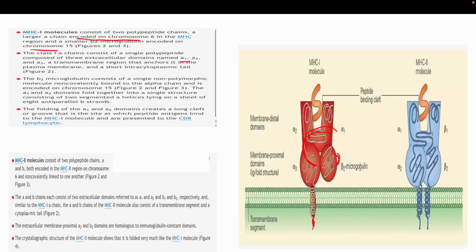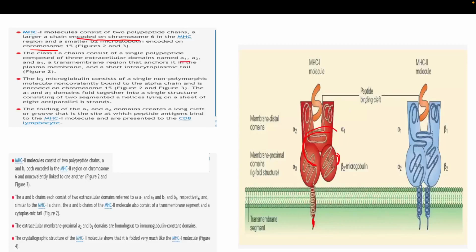Okay, and it is non-covalently bound to the alpha chain. These three are the alpha chain. So this beta 2 microglobulin binds to the alpha chain through non-covalent interactions. And this is the major structure, and here you can see that the alpha 1 and alpha 2 have the antigen binding site.